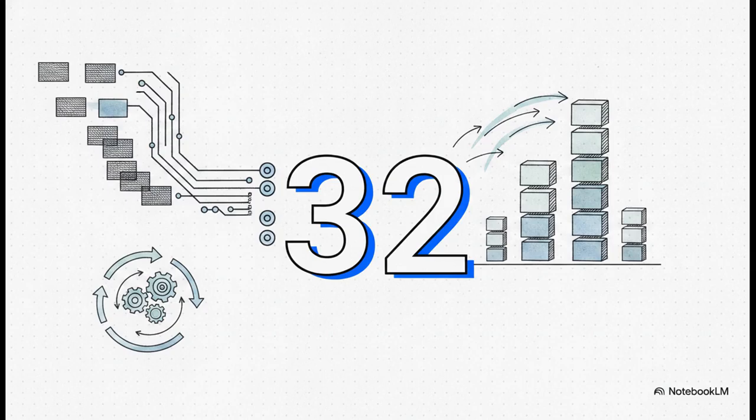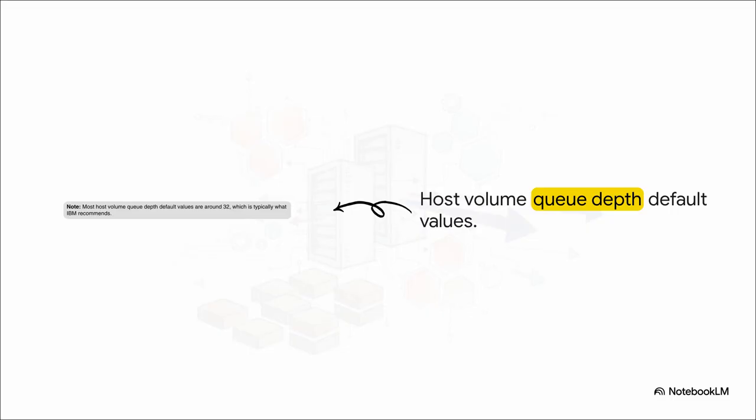Next up, we have to talk about queues. And when we're dealing with host volumes, there is a magic number you really need to keep in your back pocket: 32. Standard best practices, like those recommended by IBM for instance, suggest keeping your host volume queue depth right around 32. Now, why does this matter? Queue depth controls the exact number of concurrent I/O operations that can run in parallel. If you crank this too high, thinking it'll make things faster, you actually run the risk of overwhelming the backend storage array, which leads directly to dropped packets and massive latency spikes.